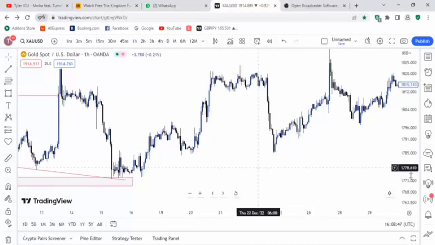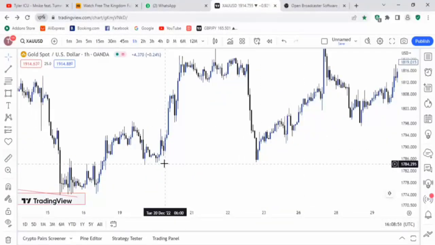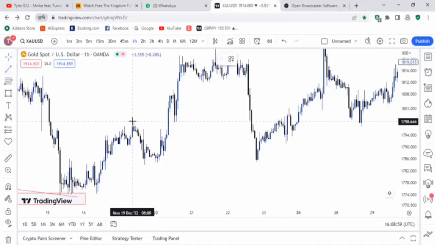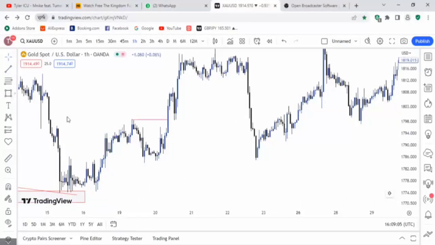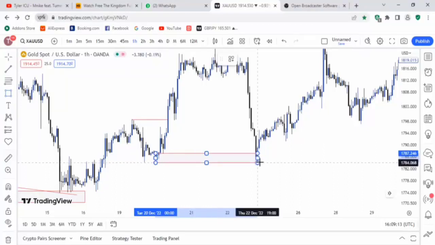So I can see again that there's a break of minor structure here. Remember that you already know that the market is moving in an uptrend. So for now we can look for scaling opportunities. This is a break of minor structure, and our order block is going to be the last bearish candlestick.